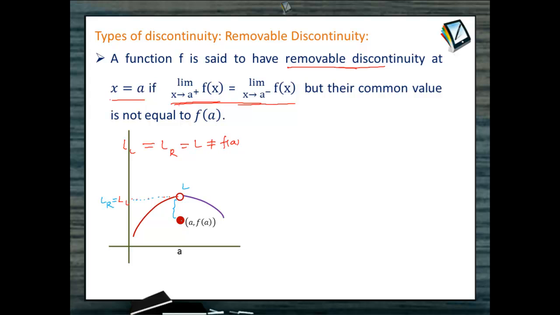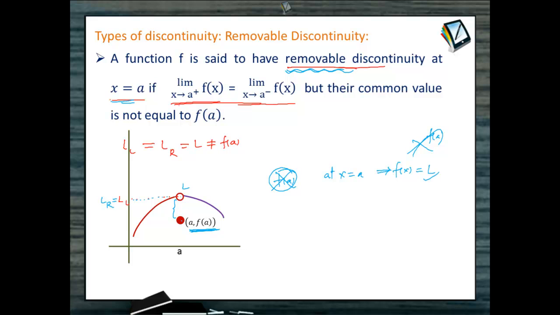Now see the definition. Why do we call it removable discontinuity? Originally f of a is the value at a, but if I redefine this value so that at x equal to a the function value is L instead of f of a, that is, if this point also comes here, then will the graph become continuous there? Yes, this only depends on defining one single point, right? And such a redefinition of the function makes the function continuous. That's why this kind of discontinuity is called removable discontinuity at that point x equal to a.